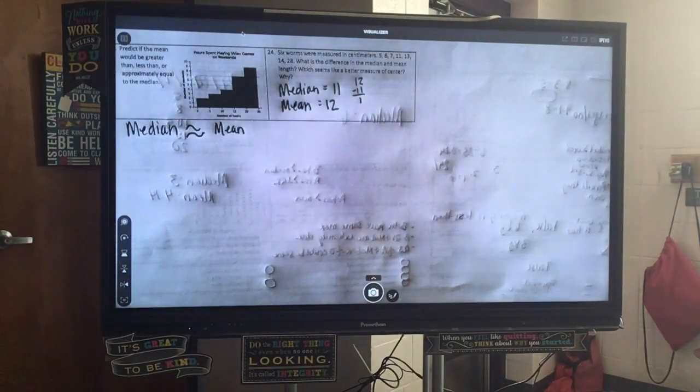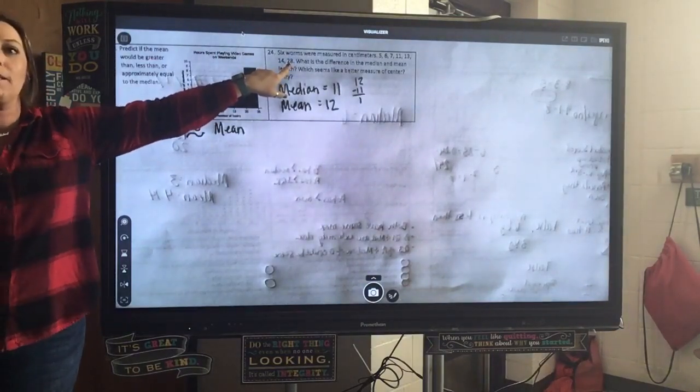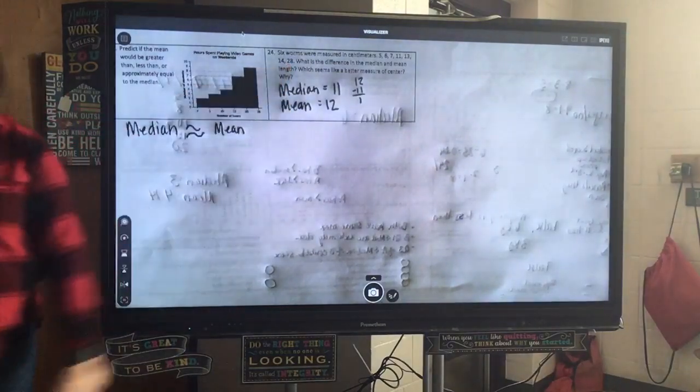Okay. I think it would be the median, because that's what's in the middle of all the data. But the mean is just the average. How many of you agree that it would be the median? I disagree. Why? What do you notice about this last number? It's an outlier. So what's going to be the better measure? The mean.